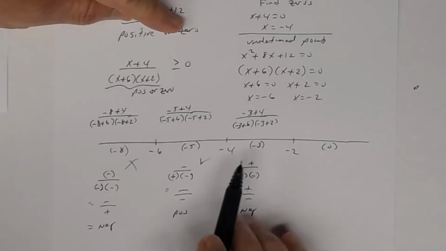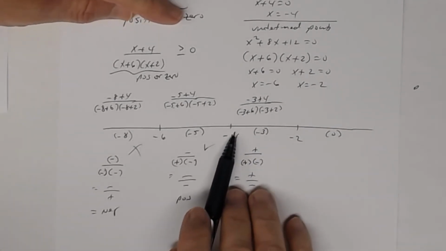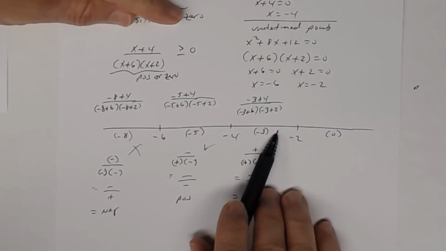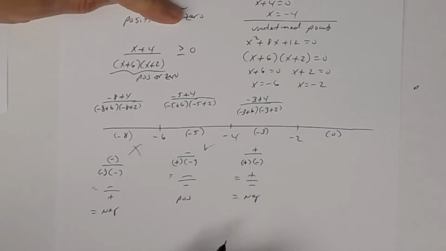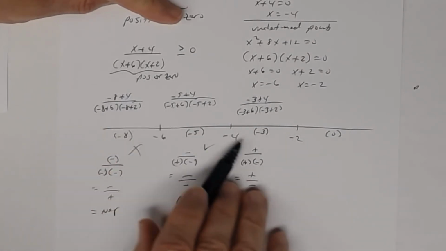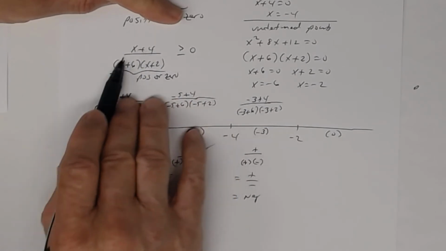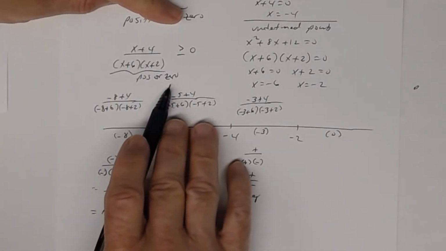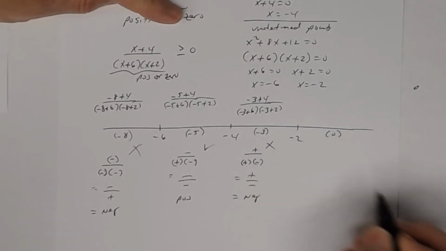So what that means is that any real number between negative 4 and negative 2, like negative 2.008, is not going to be a solution because it makes this expression negative, but I want it to be positive or 0. So I'm going to put an x there.